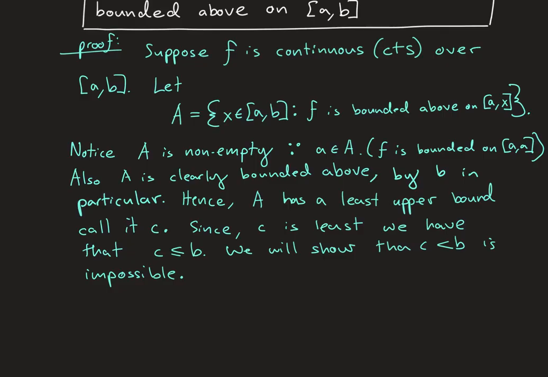So I'll even write that. But first, suppose, let's say L is some element less than C. Since C is a least upper bound, what this means by definition is that L is not an upper bound.